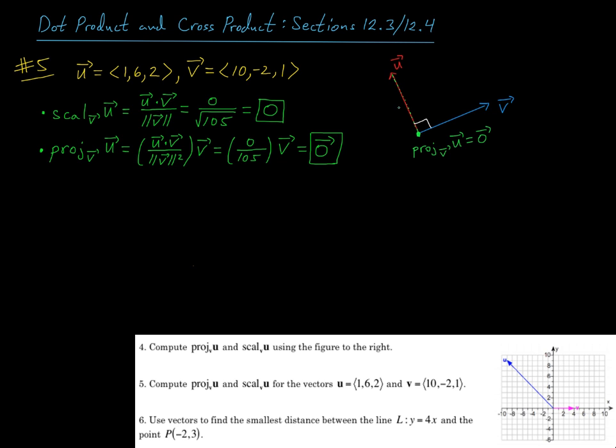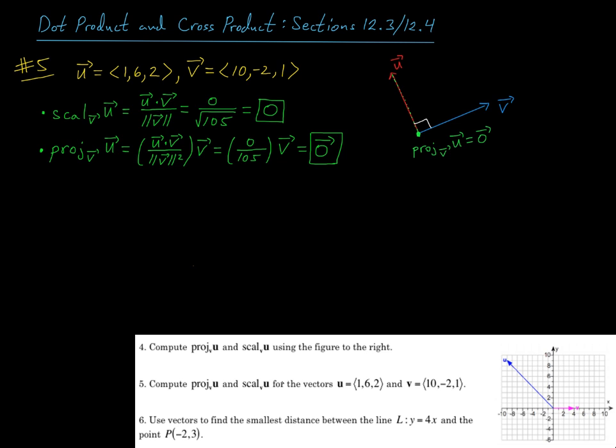And so if we're thinking about u as a force vector, what's the contribution of this force in the direction of v? Here we're saying there is no force being contributed in the direction of v, and so that projection vector is just the 0 vector.